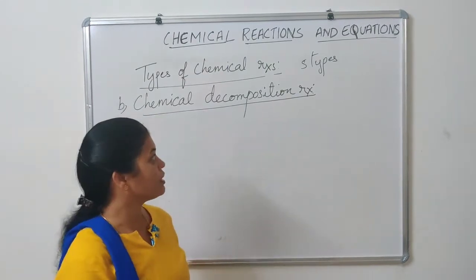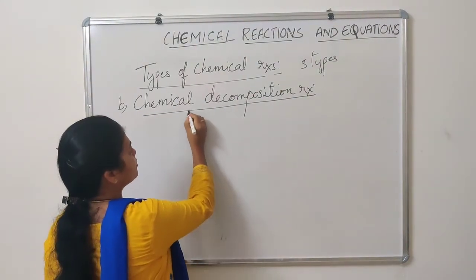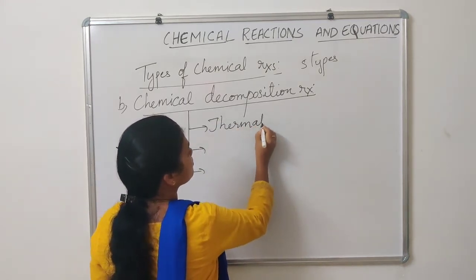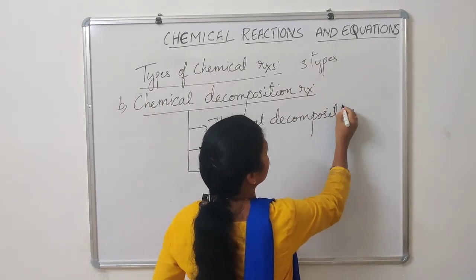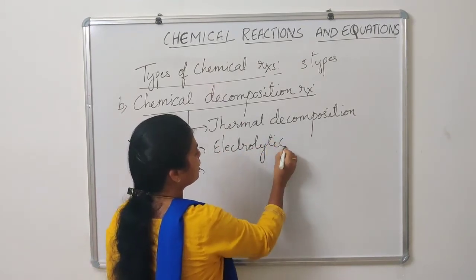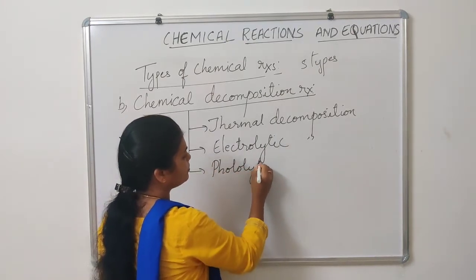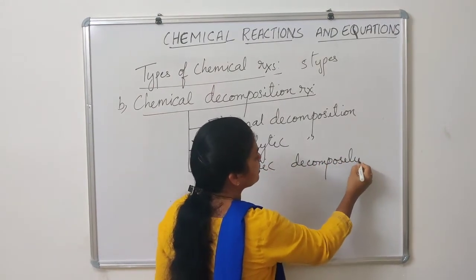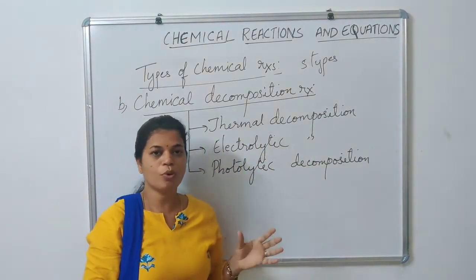As per your syllabus, this chemical decomposition reaction is of three types. That is one, thermal decomposition reaction, and then electrolytic decomposition reaction, and photolytic or photo decomposition reaction.